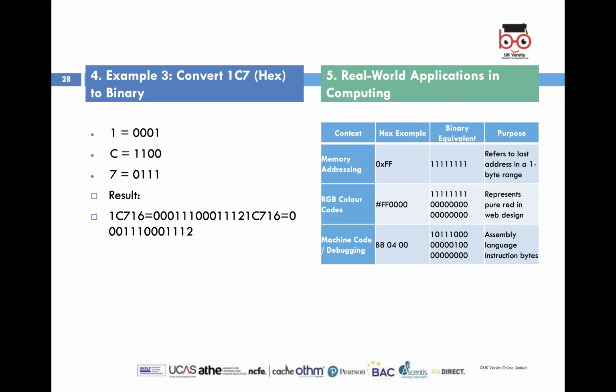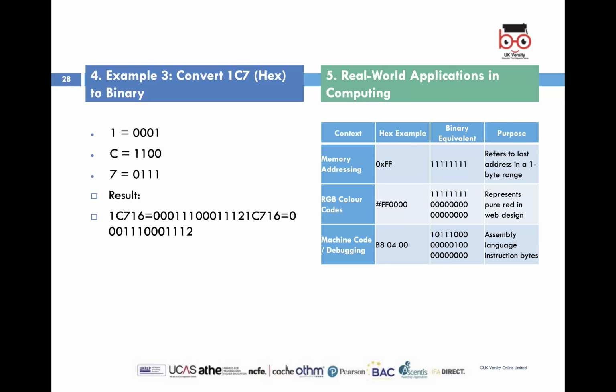Real world application in computing. Memory addressing. Next example is 0xFF. Binary equivalent is 1111 1111. And the purpose is that it refers to the last address in a 1 byte range.